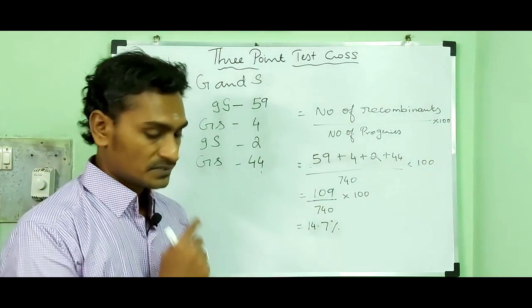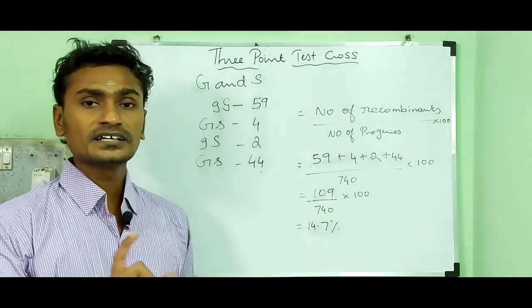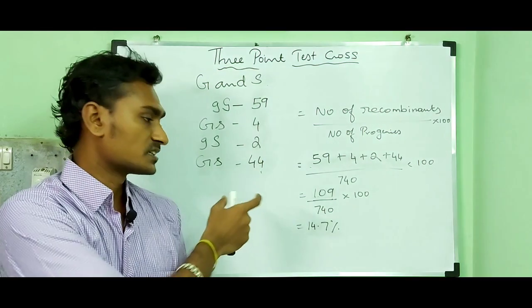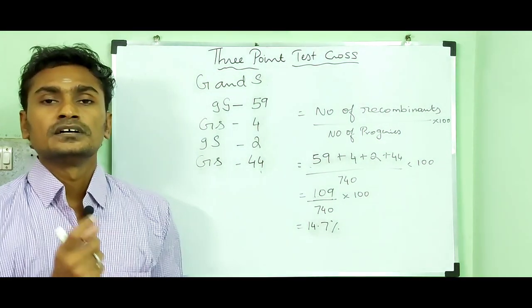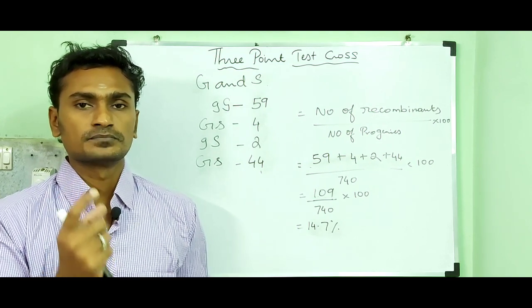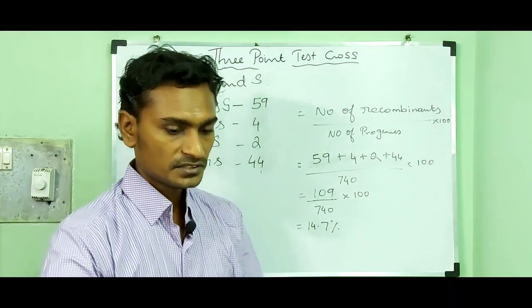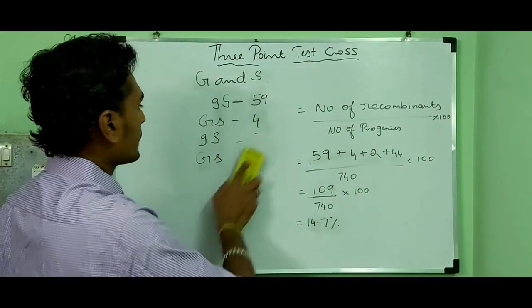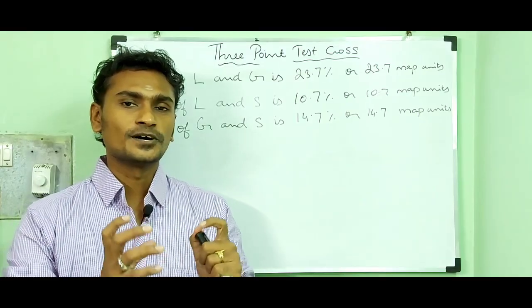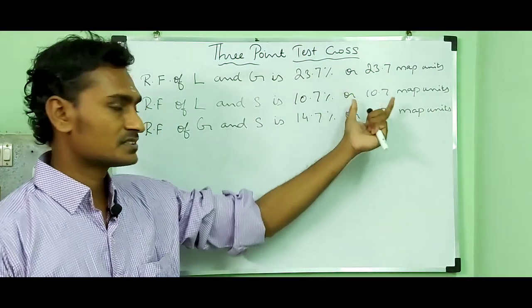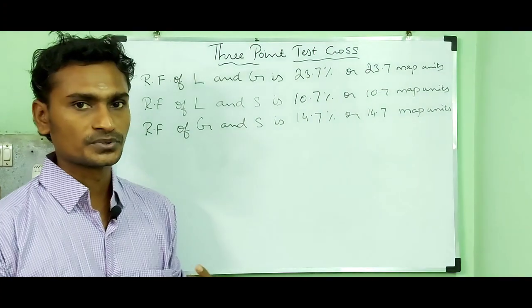Then with this data, how can we draw a genetic map? With this recombination frequency value or map unit, how can we construct a genetic map? So wait a minute. Let me explain how to construct a genetic map with the help of this data or map unit.